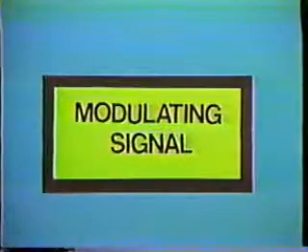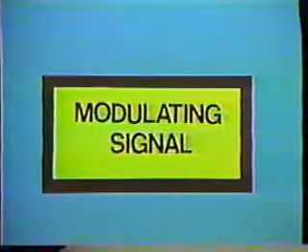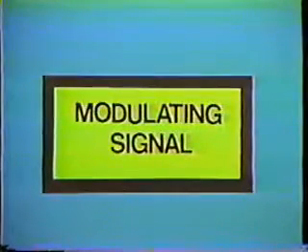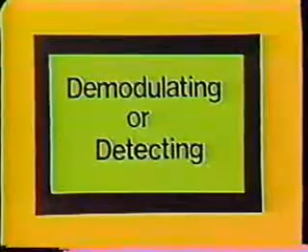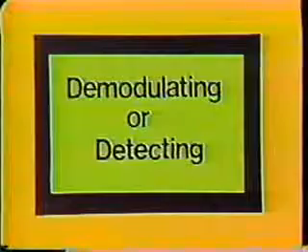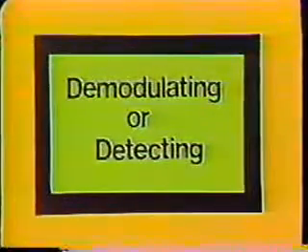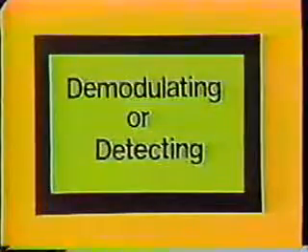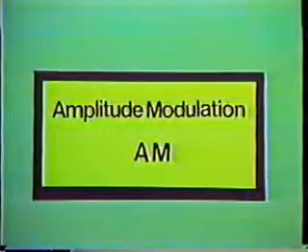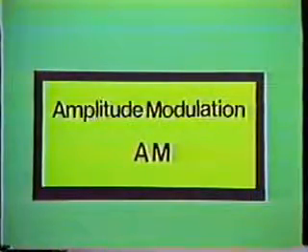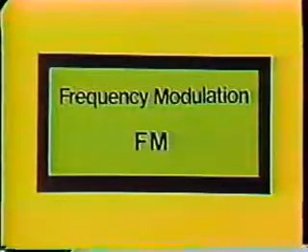To modulate one wave or signal with another wave or signal, we must combine the two signals in an electronic circuit. We can recover the original modulating signal by demodulating, or as it is more commonly called, detecting. The two most common forms of modulation are amplitude modulation, or AM, and frequency modulation, or FM.